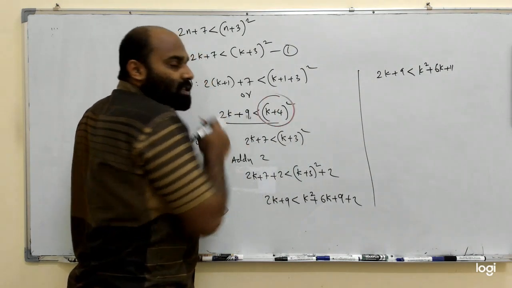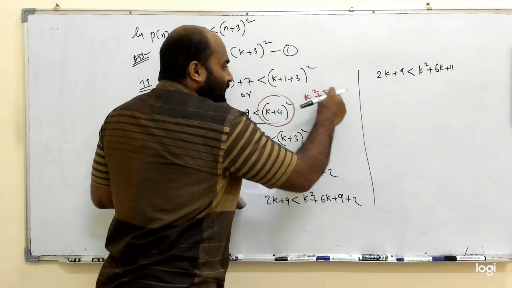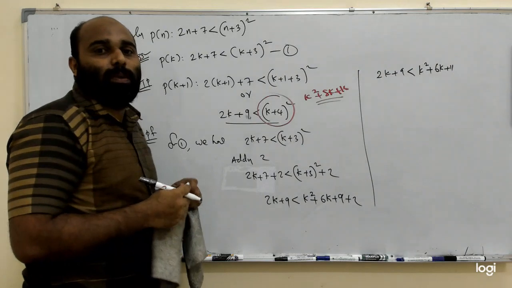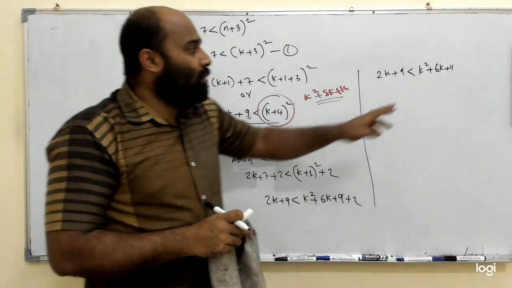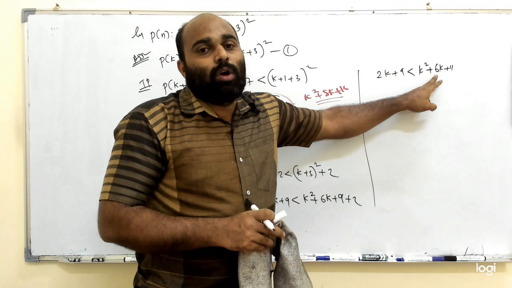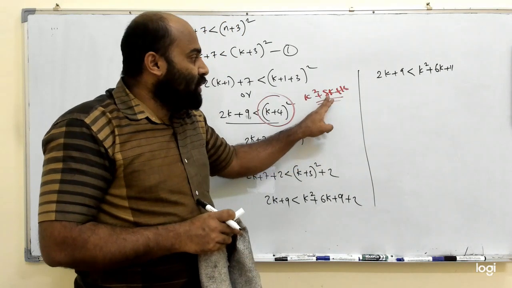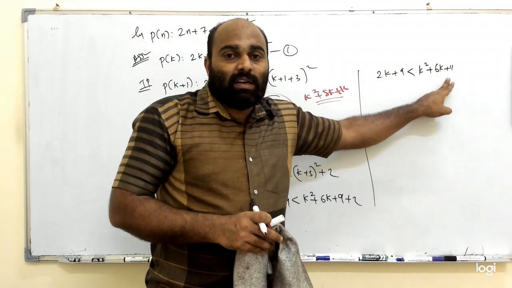We want to get this one. What is that actually? k square plus 8k plus 16. Actually we want to get k square plus 8k plus 16. But here we have only k square plus 6k plus 11. We want to get this one. So 8k, here 6k. Here 16, here 11.